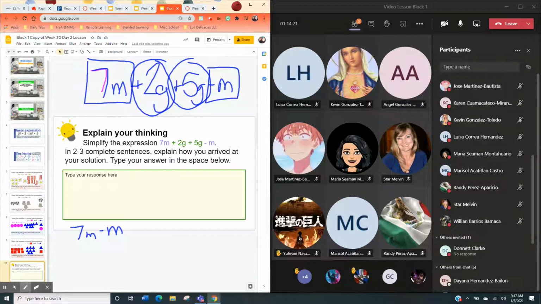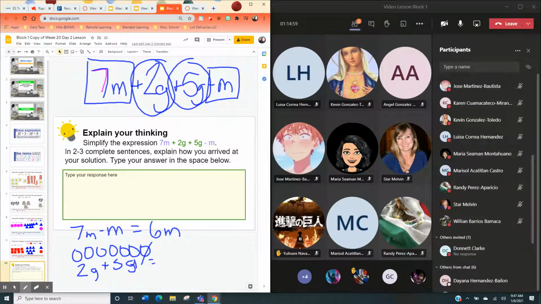No one knows? Or no one wants to answer because I'm not going to answer it. So what does 7m minus m give me? It would give me 6m. If you're not sure and the pictures help you out, you can just do 1, 2, 3, 4, 5, 6, 7 circles. You're subtracting one circle and it gives you 6m. You're doing the same thing with 2g plus 5g.